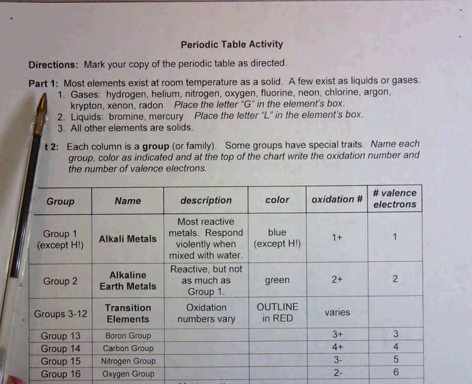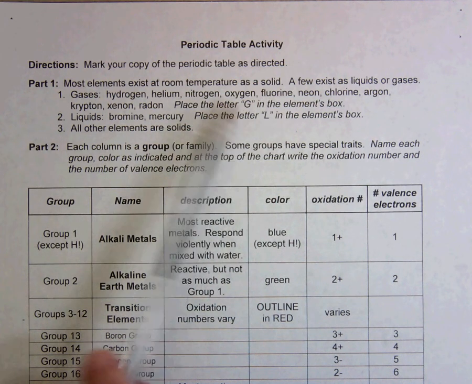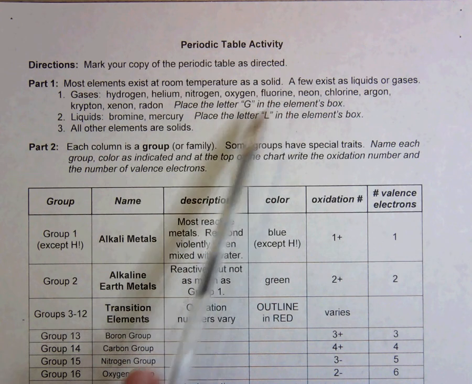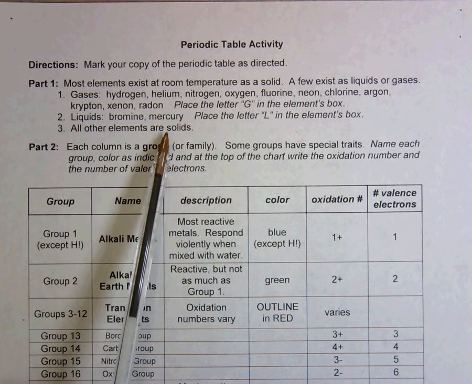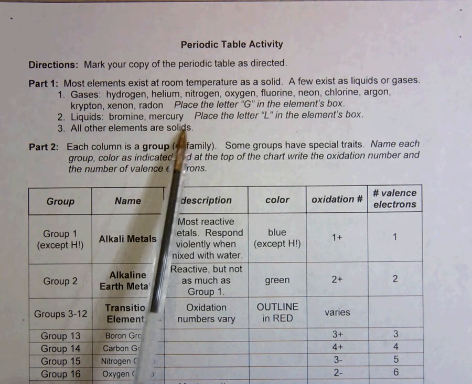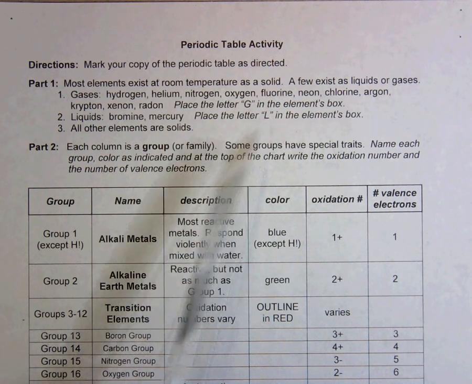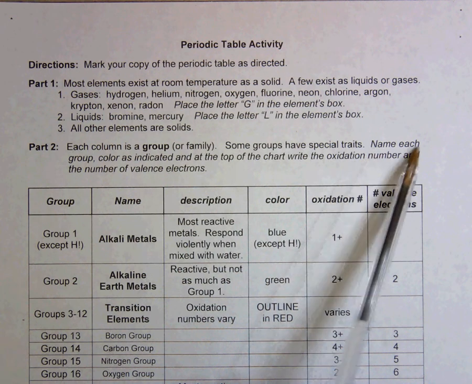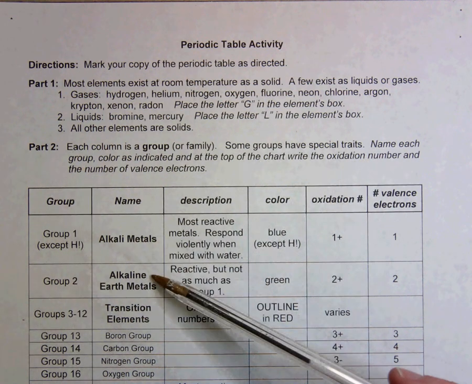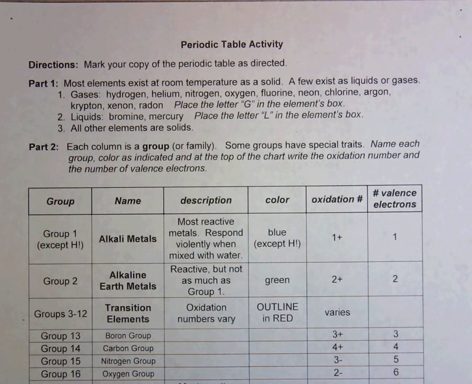And here in part 1, there are elements that you need to put the letter G in the box, elements that you need to put the letter L in the box, and it tells you that all the rest are solids. Don't put S in the rest of them, just label the gases and liquids. Here it says each column is a group, and it says to name each group. So each of the groups that have a name, you need to write their name.